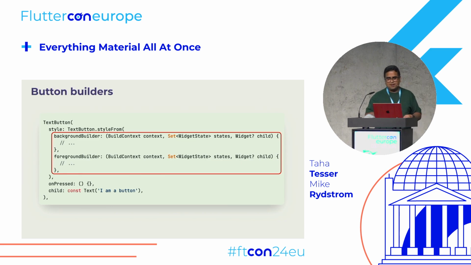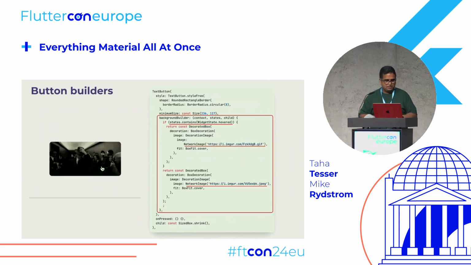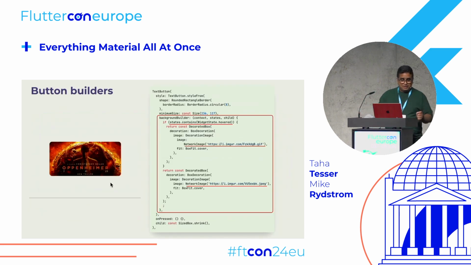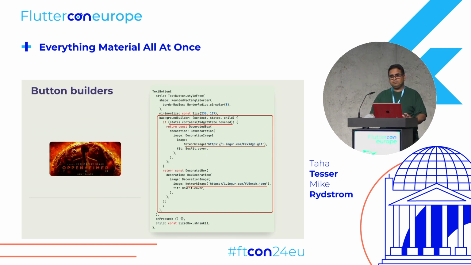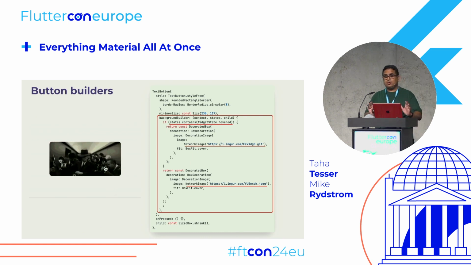So in next slide, I'm gonna talk about this button that I created. It's a text button, but it has no text in it. And you could use this new property called background builder, and you could have different states. So here I'm using hover state. In the hover state, I'm not returning child. I'm returning a decorated box that returns a GIF. And then, when there is no other state, you return an image.